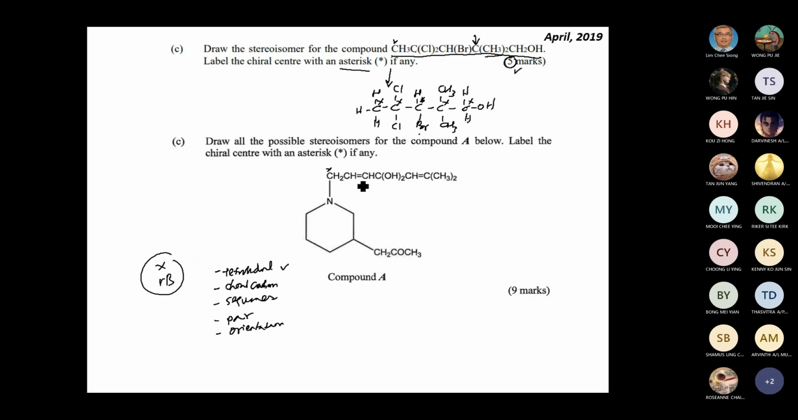CH2 cannot be. CH with a double bond cannot be. Here cannot be. CH2 also cannot be. Here cannot, here also cannot. Then which one should be the chiral carbon? Check the rest. Here cannot because all are CH2. Here also cannot. The one chiral carbon is here.